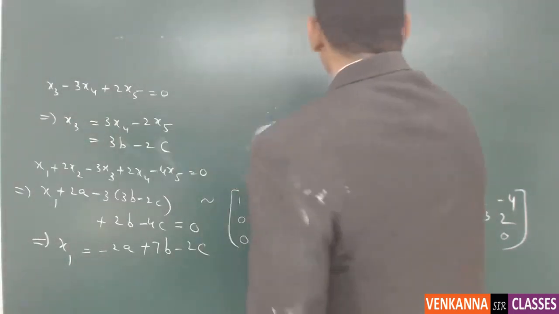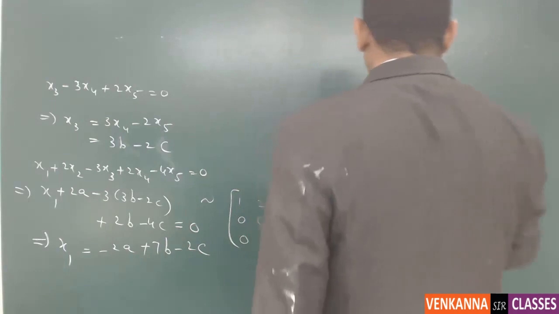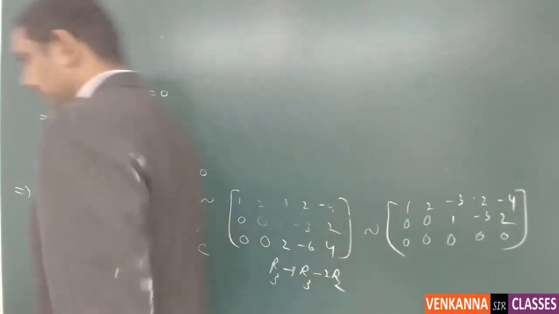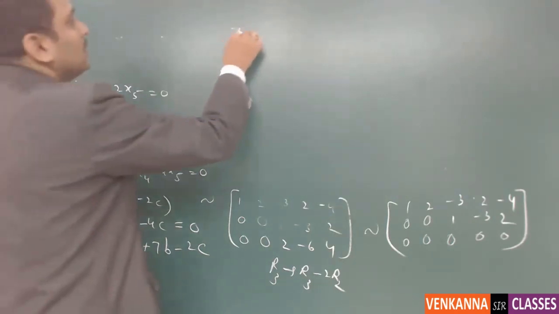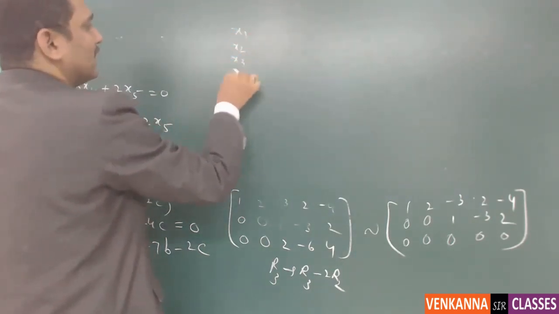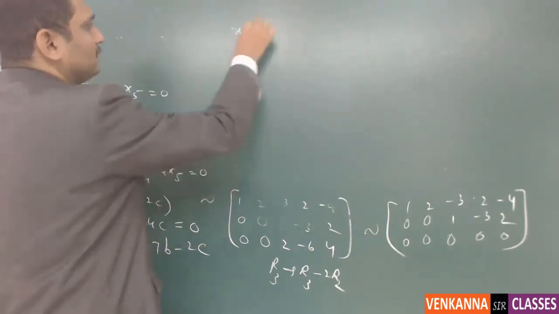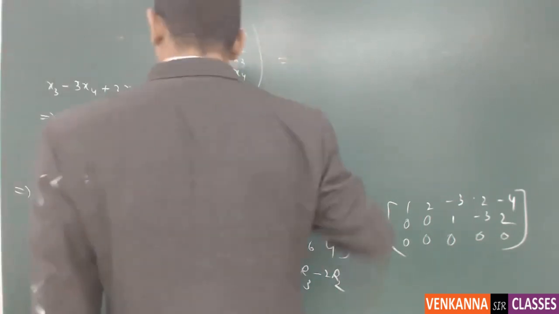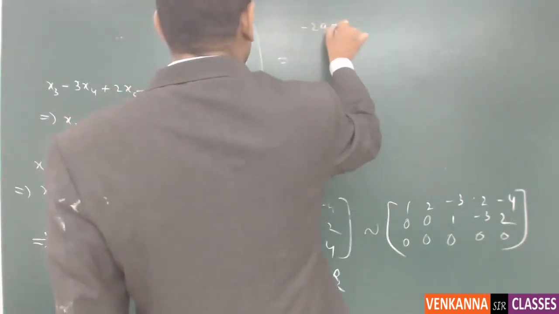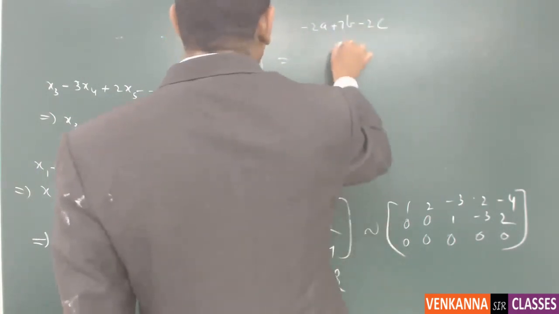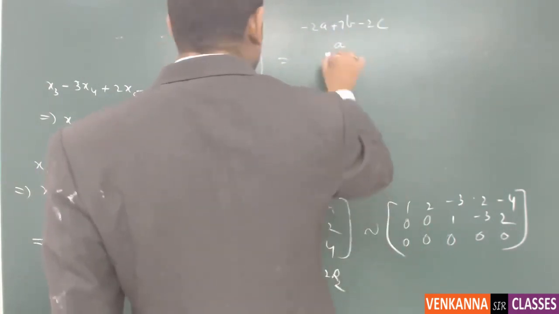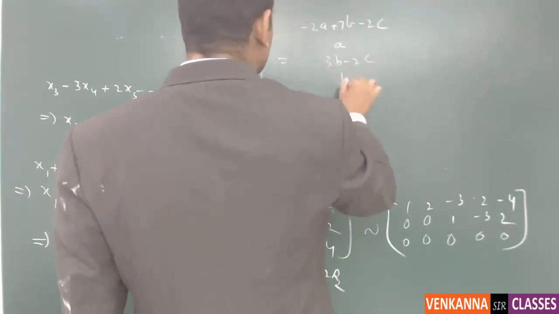So let us write the respective values here. I think this problem was given earlier in the previous year papers. So if you have written x1, x2, x3, x4, x5, then x2 is a constant a, x3 is given as 3b minus 2c, and x4 is b, x5 is c.